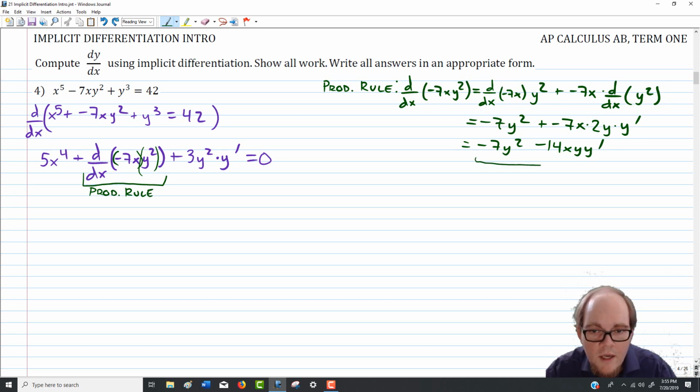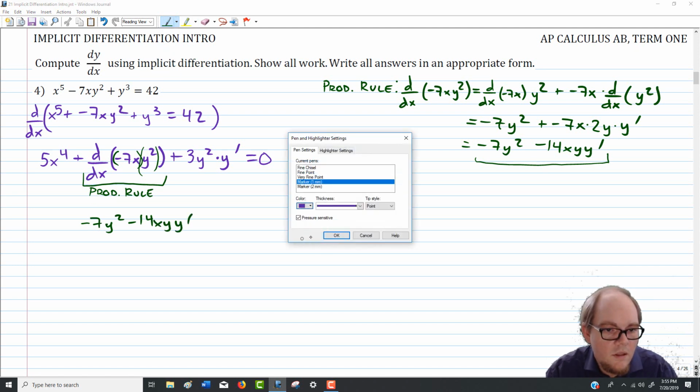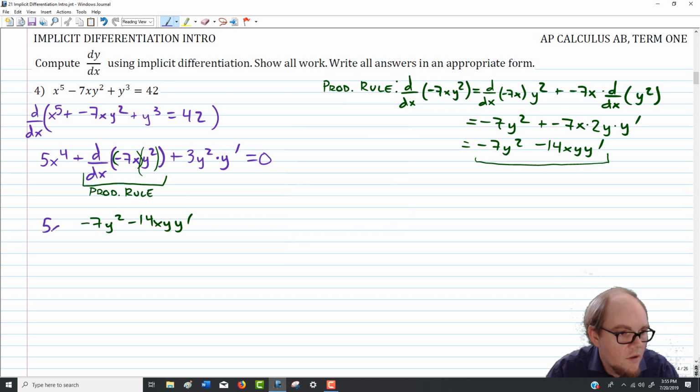So with this expression ready, we can now pull it back into our equation. In fact, I'll do exactly that. Negative 7y squared minus 14xy y prime. Pulling the other ingredients into the scenario here: 5x to the fourth minus 7y squared minus 14xy plus 3y squared y prime all equals 0.